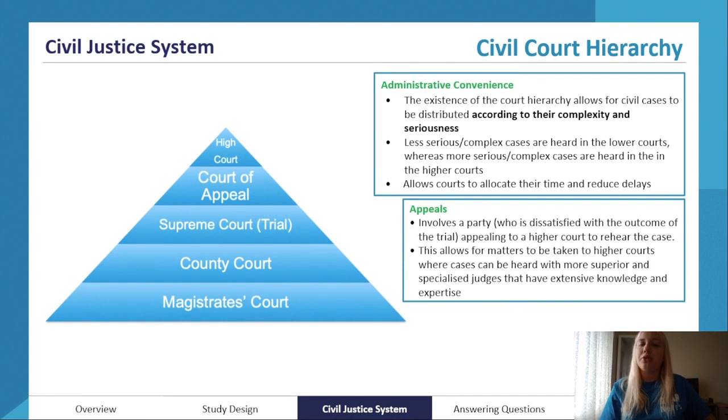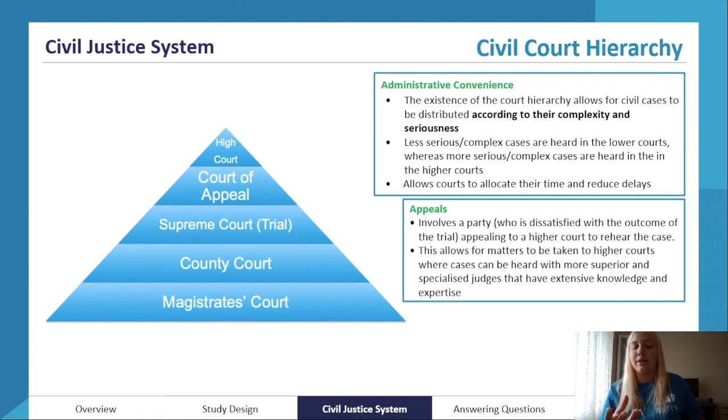So when you did the criminal court hierarchy, you needed to know two reasons for the court hierarchy. One was appeals and one was specialization. For the civil court hierarchy, you need to know administrative convenience and appeals. So appeals is all the same. It involves a party that is dissatisfied with the outcome of the trial. So both the defendant or the plaintiff can initiate an appeal.